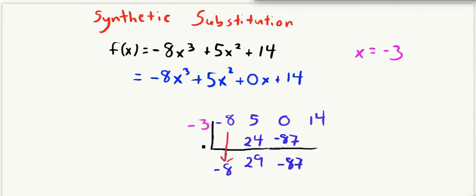And finally, we're going to do negative 3 times negative 87 to give us a positive 261. So that goes down here. And finally, we just add 14 plus 261, and that's going to give us 275. So if we were to write our answer out, it would be that f of negative 3 equals 275. And that's it.